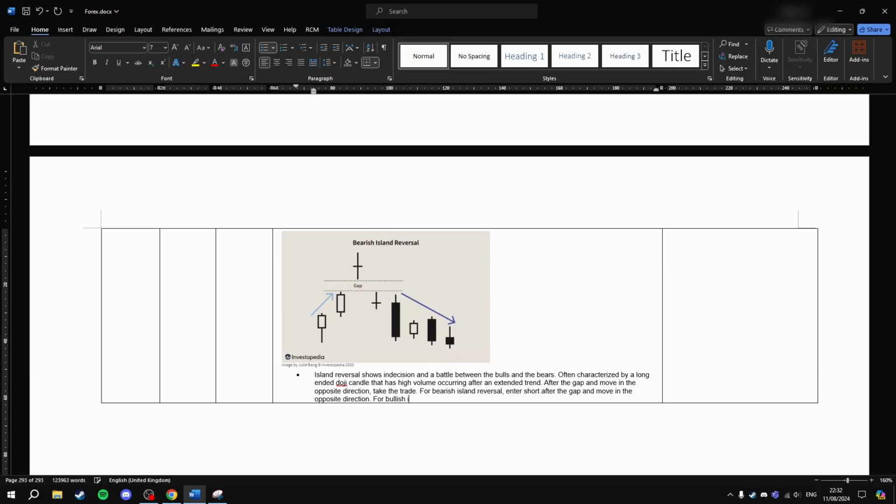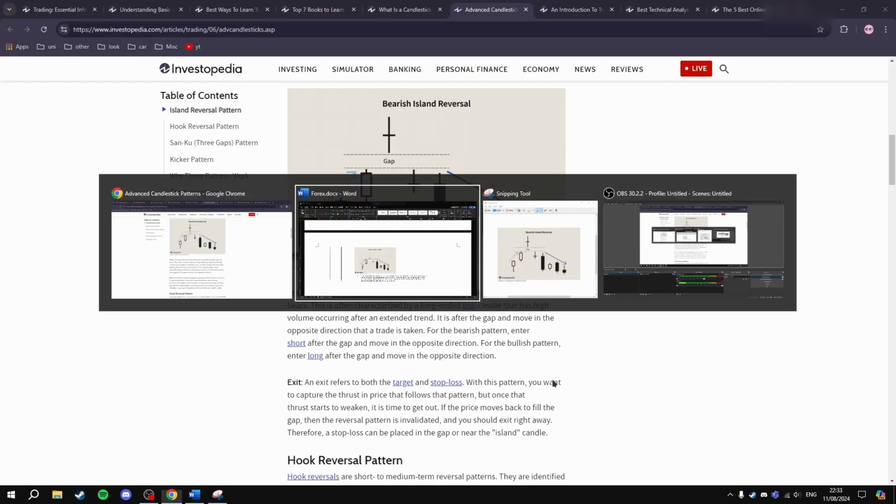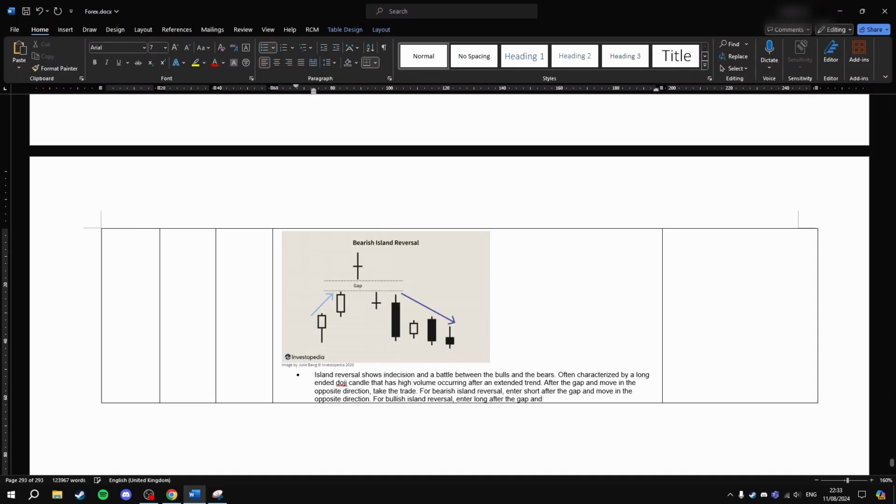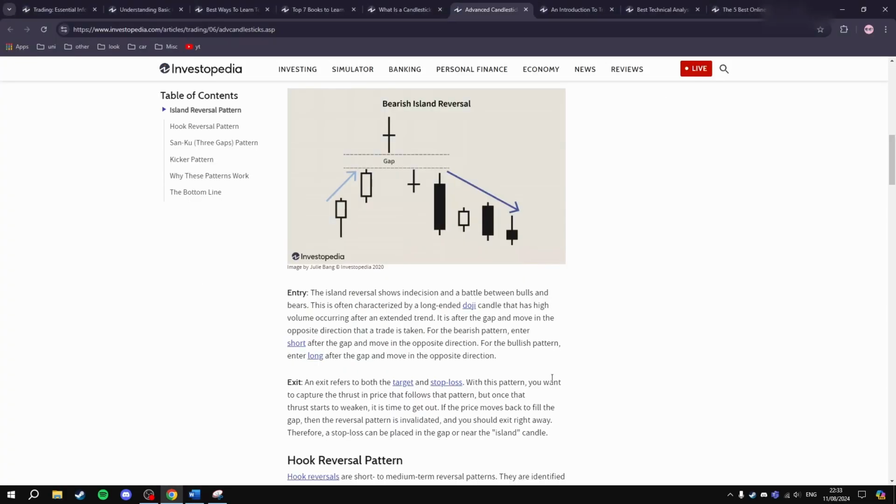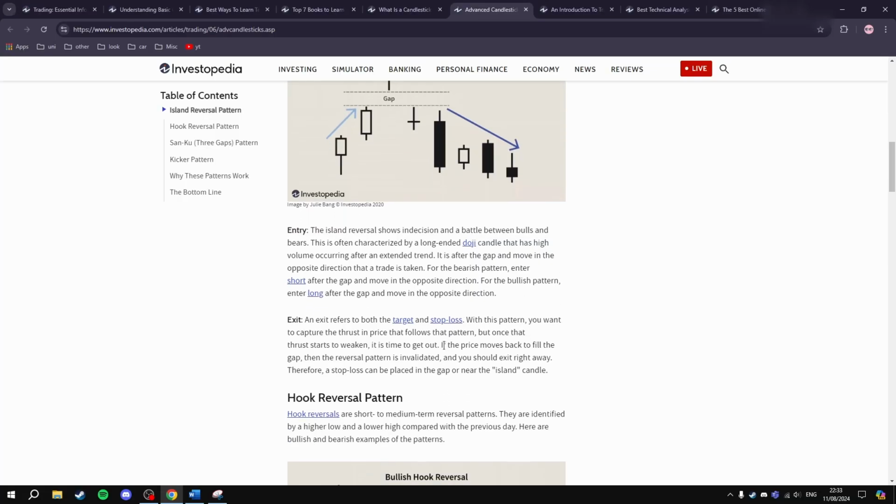For bullish island reversal, enter long after the gap and move in the opposite direction. For the bullish pattern, enter long after the gap and move in the opposite direction.